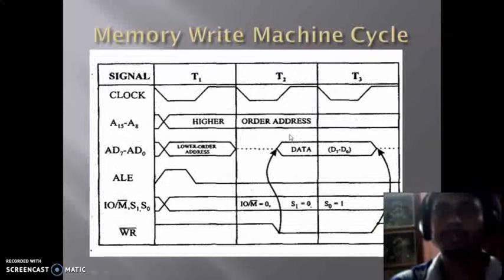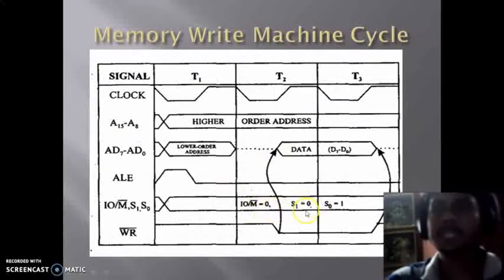So here S1 is equal to 0 and S0 is equal to 1. For the first state no write operation is going on, so that will be high. Now we will consider the T2 and T3 T states, where the data is placed on the data bus. ALE will be low for T2 and T3, and the data is placed here.